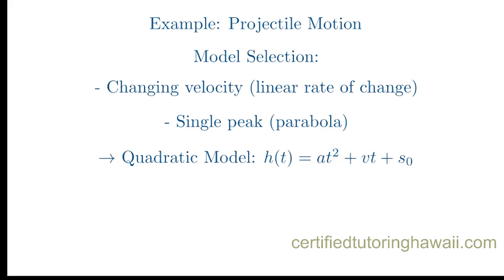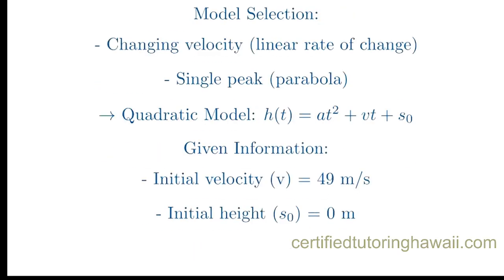The general form for this model is h of t equals a t squared plus v t plus s naught, where a is a constant, v is the initial velocity, and s naught is the initial height. Now let's incorporate our given information. The initial velocity, v, is 49 meters per second. The initial height, s naught, is 0 meters since it's launched from the ground.